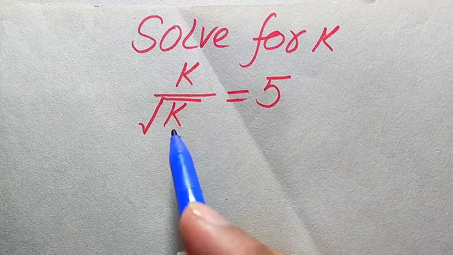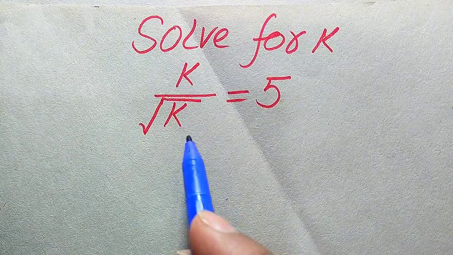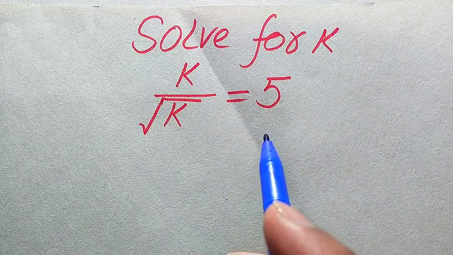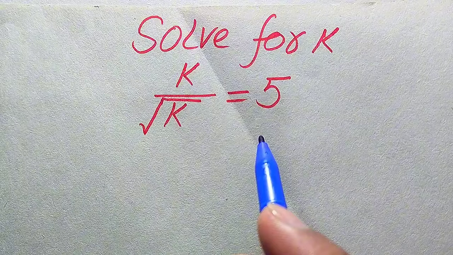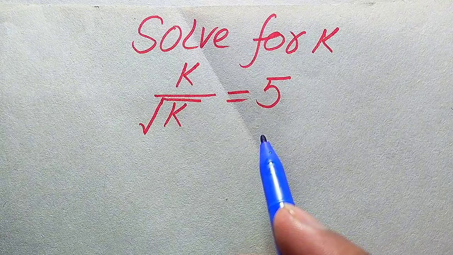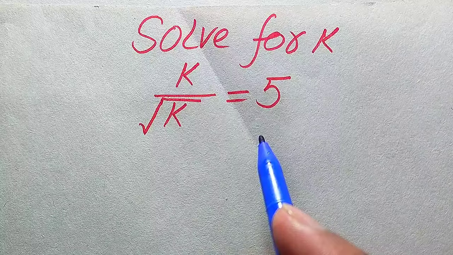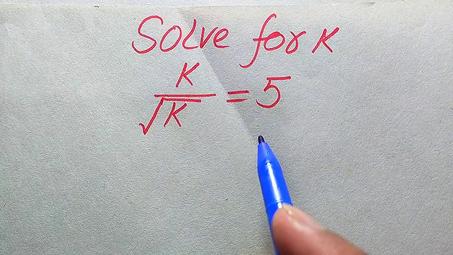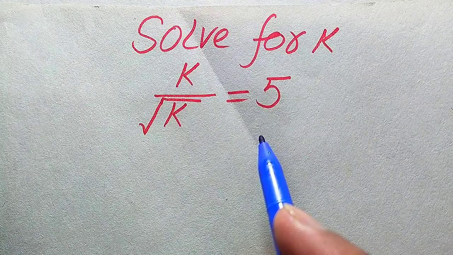So here we have k divided by square root of k is equal to 5, and we solve this problem for all the values of k. First we need to find all the roots of this equation, and at the last we will verify which of the roots are solutions and which of the roots are extraneous roots.